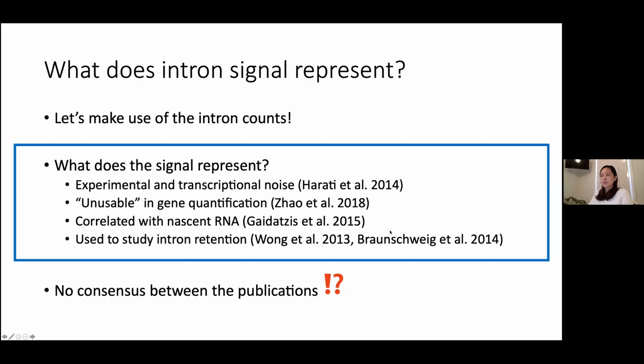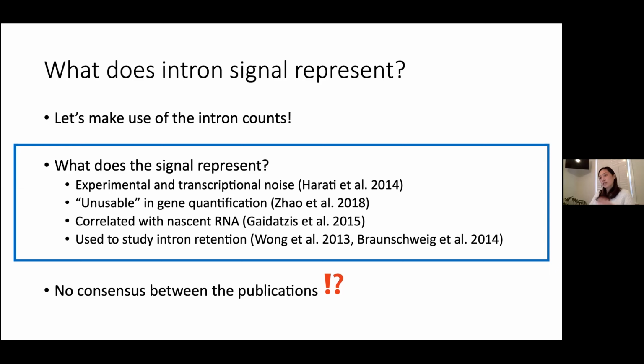So where does that kind of leave me? Well, some of this was really conflicting. In particular, even out of the papers that say you can make use of the intron reads, the publication on nascent RNA doesn't mention anything about intron retention, whereby the nascent RNA and the intron retention are very distinct RNA transcription processes.